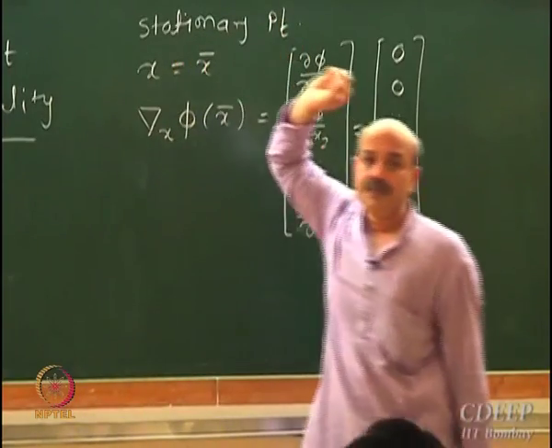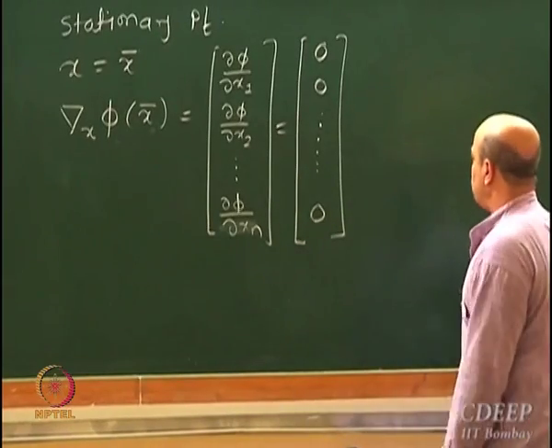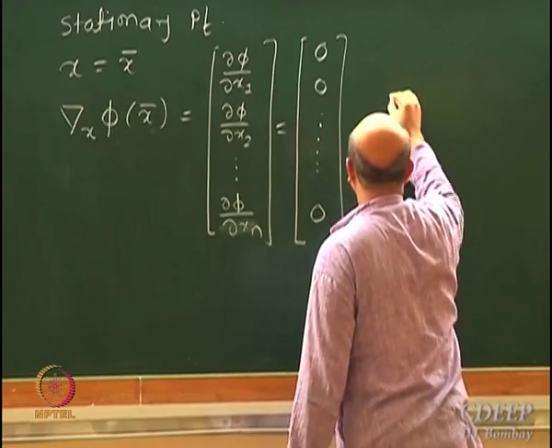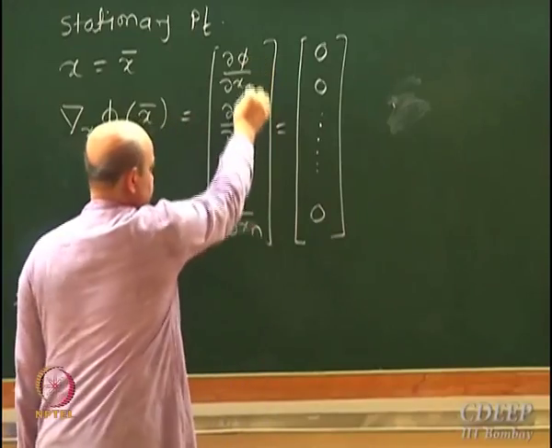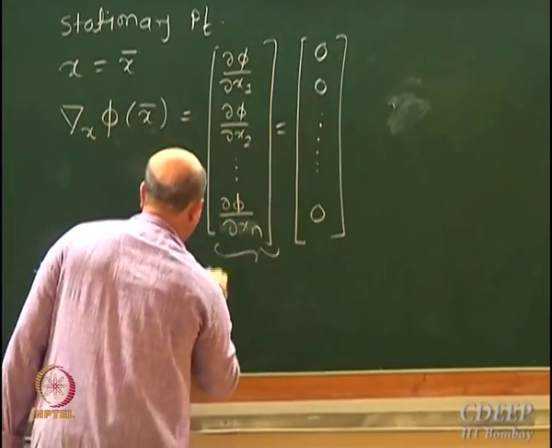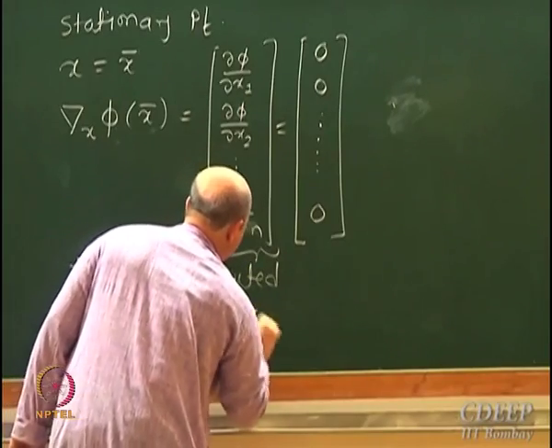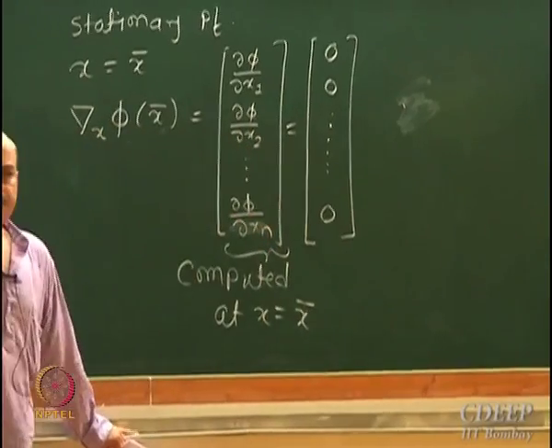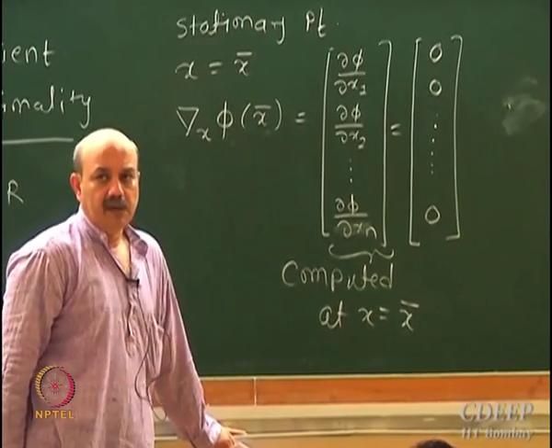We further qualify, so this x bar is a stationary point, and whether this stationary point further qualifies to be an optimum, that is a maximum or a minimum, will depend upon this matrix. By the way, this derivative is computed at x equal to x bar.